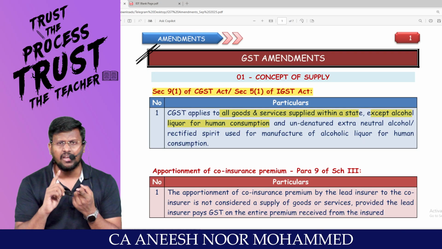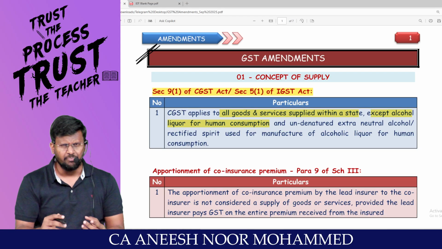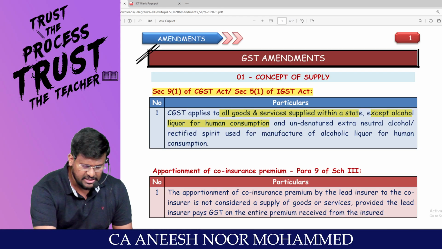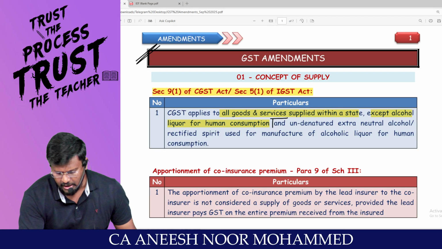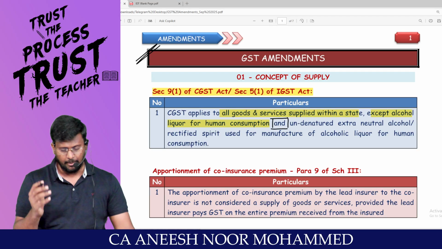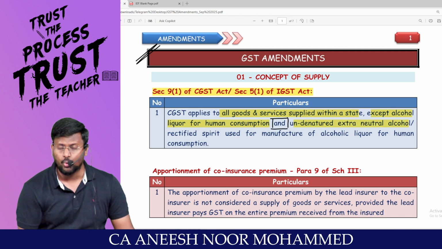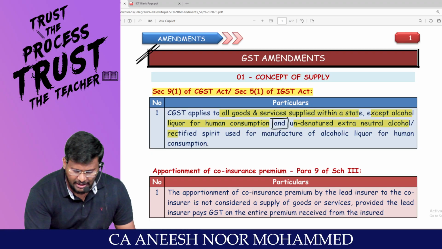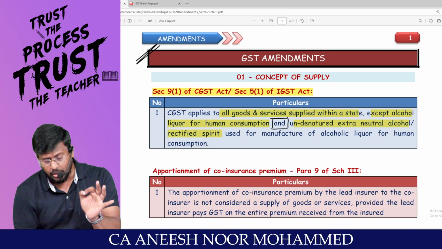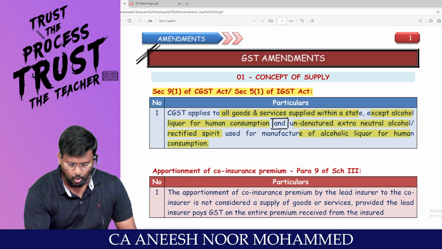One is alcoholic liquor for human consumption, and the other is petroleum products. But to the list of alcoholic liquor for human consumption, they have added one more item, which is undenatured extra neutral alcohol or rectified spirit used for the manufacture of alcoholic liquor for human consumption.